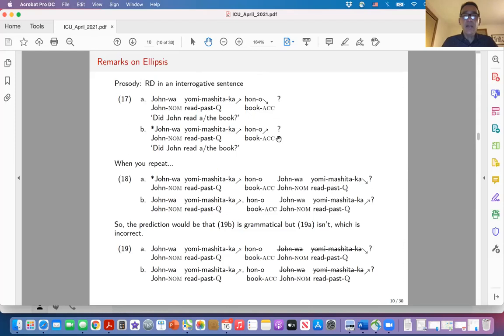Well, I'm not entirely sure. The point is that if you have a rising intonation on the right-dislocated phrase, long or short, it feels like you are asking two questions, not one question. So what is clear to me with 17A, what I consider a typical right dislocation intonation with an interrogative sentence, is that you are asking one question. And if you say something like, such an expensive car, did John buy? Sonna takai kuruma o. John wa kaimashita ka? Sonna takai kuruma o.